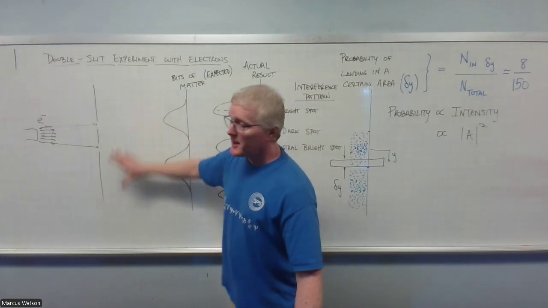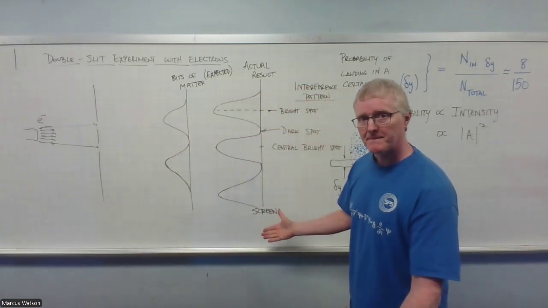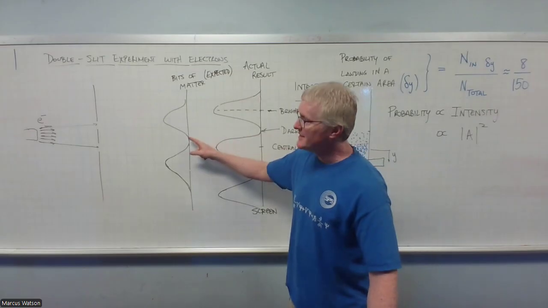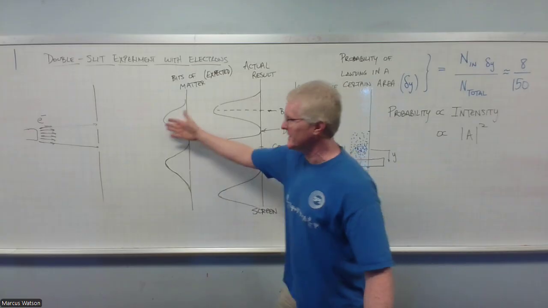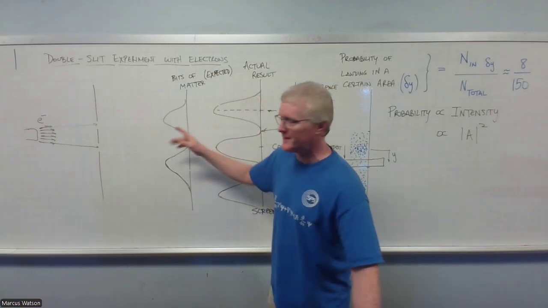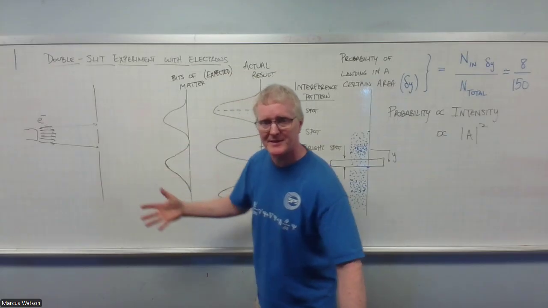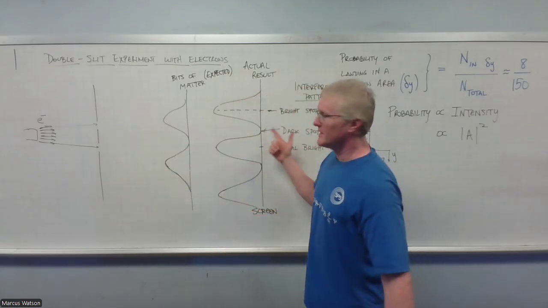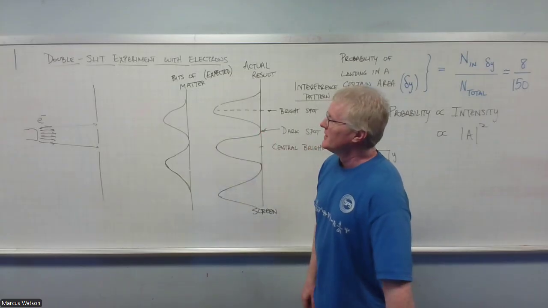Now, if I open up both slits, I get back to this pattern, which is clearly not the addition of these two by themselves. It's clearly not an addition of what happens with the single slit, the top slit and the bottom slit at the same time, right? This is clearly not the addition of one plus the other.